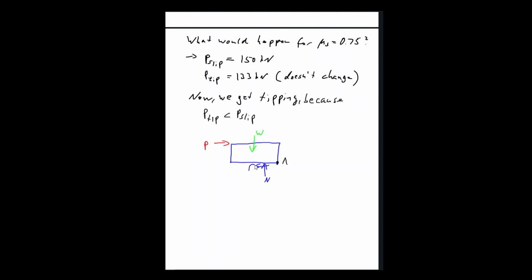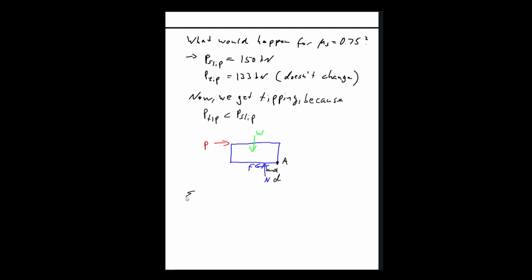Of course, our friction force is still opposite to P, and we'll call the little distance between A and the normal force D. And so then we can figure out what that distance is. Basically we can get N, and once we have N, we can do sum of moments.